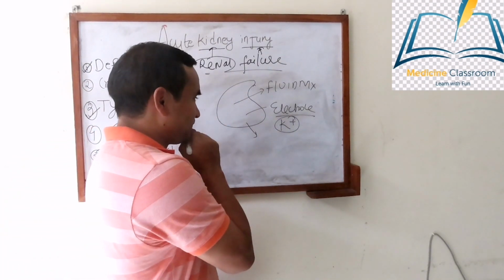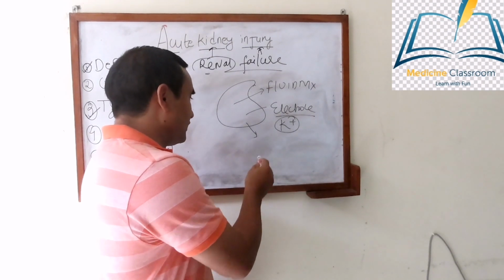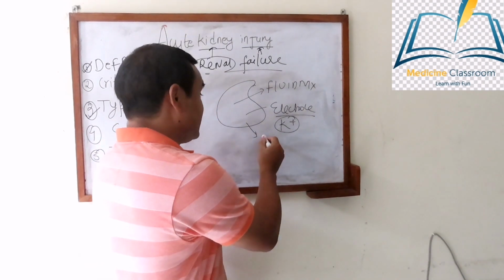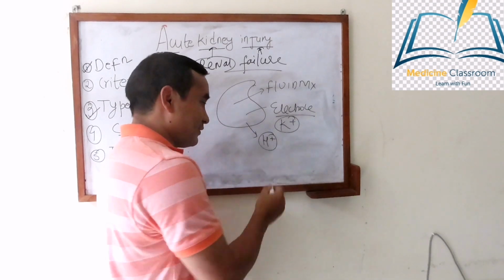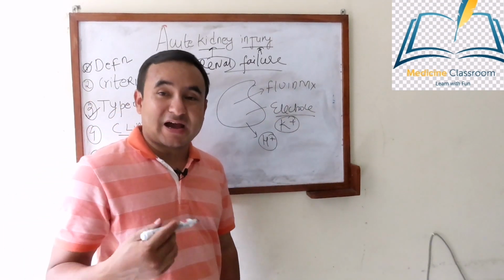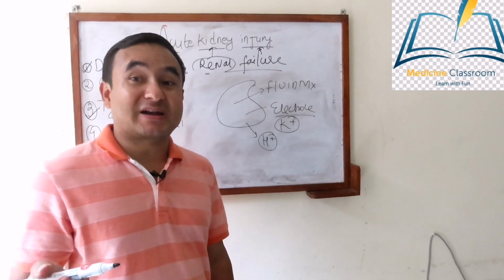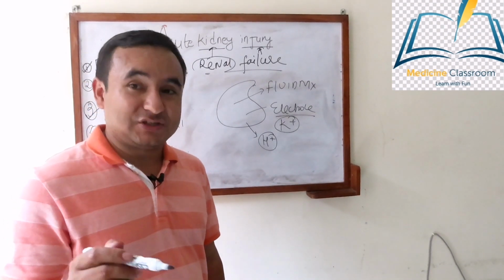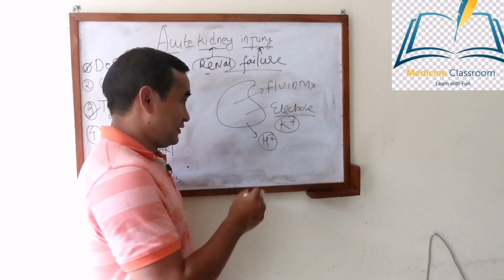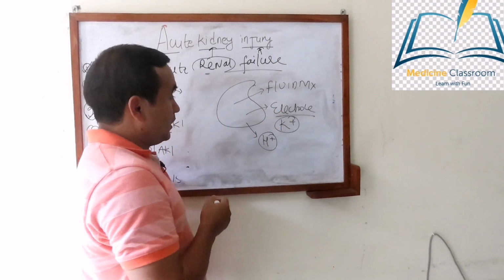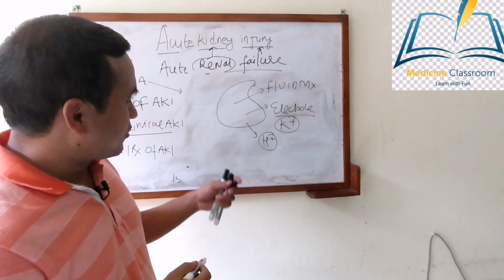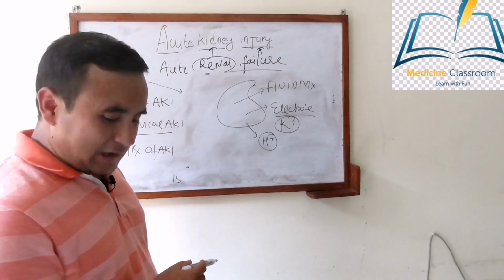Third one is definitely hydrogen ion excretion. The kidney also excretes hydrogen ion. If the kidney function is impaired, then they can develop metabolic acidosis. So these are the common complications of acute kidney injury.